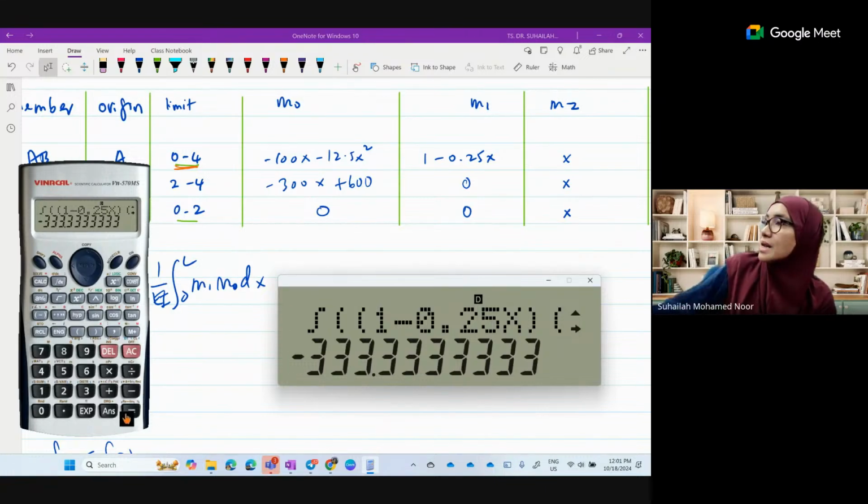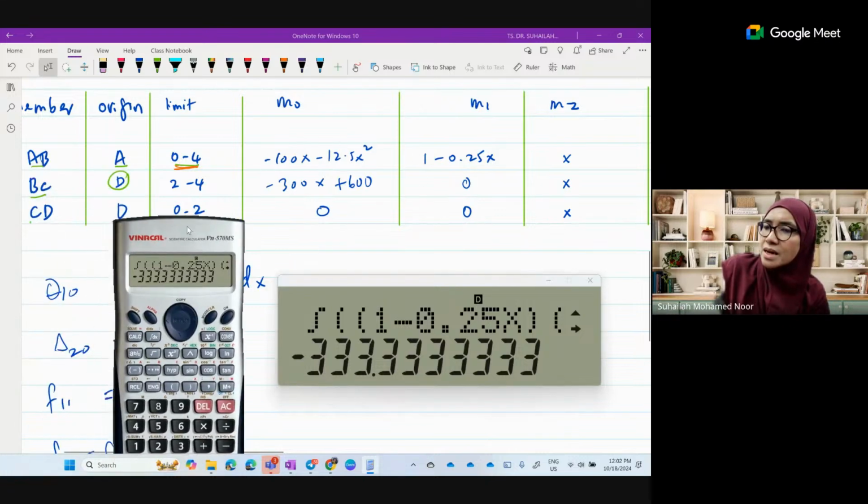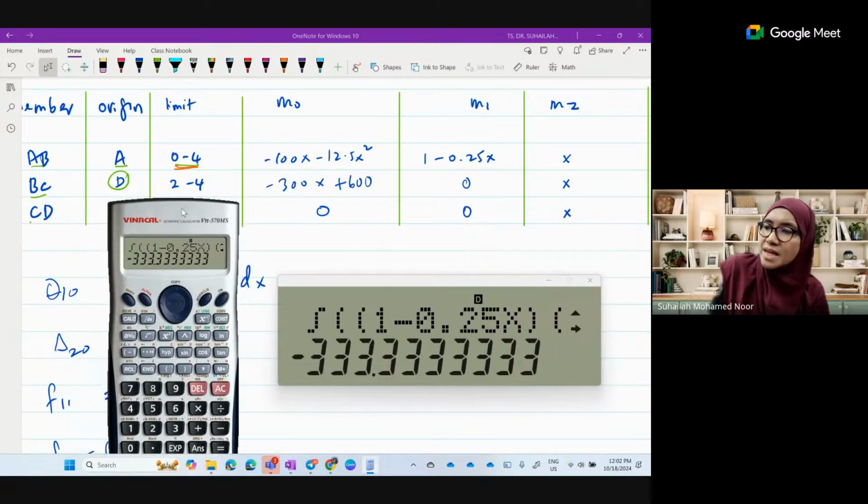Dapat? Dapat? Ini benda ni memang confirm masuk exam. Memang confirm lah. So make sure you boleh buat. Integration, flexibility method mesti ada dalam exam. Okay, cuma kali ni nasib baik sebab ini kosong kan? So nilai ni datang dari AB only, because BC and CD 0. So kalau semua ada kena buat tiga kali lah.